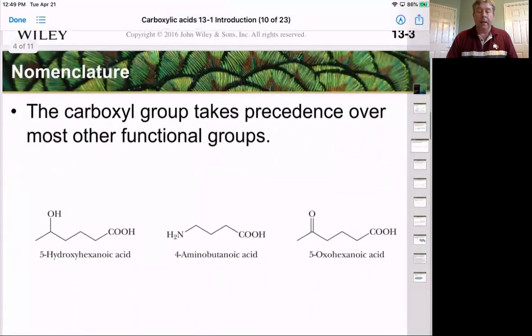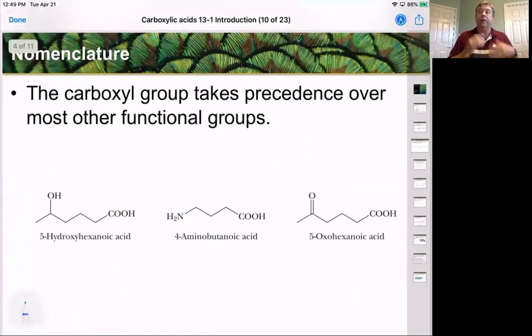Okay. So up to now, we've been adding new functional groups. We started with naming alcohols as our parent, and then the ketones and aldehydes became our parents. Well, carboxylic acid takes precedence over all other groups. So we have to name it for the carboxylic acid.